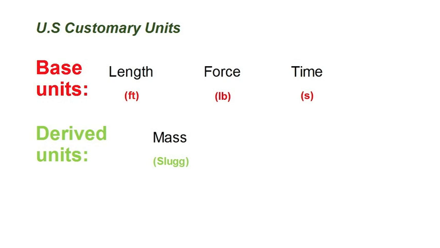In the U.S. customary units, we have three basic quantities, which are length, force, and time. The unit of length is foot, the unit of force is pound, and the unit of time is second. All these three units are arbitrarily defined, and the unit of time is the same as unit of time in International system of units.